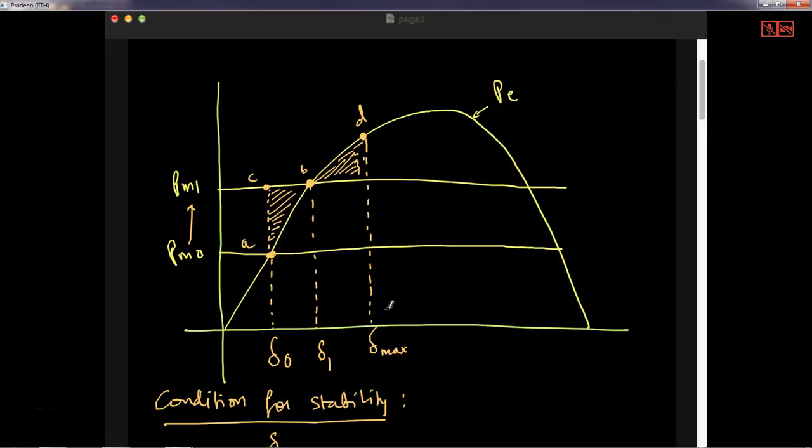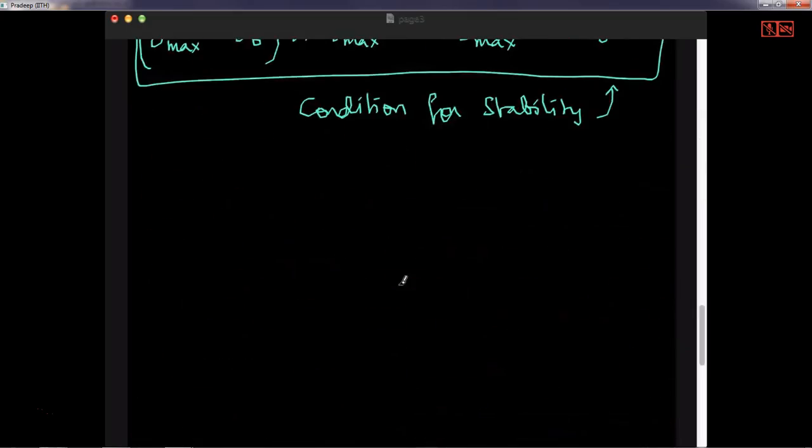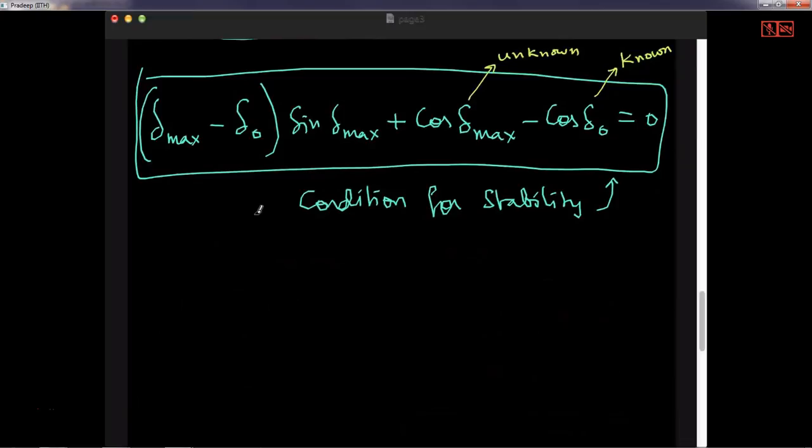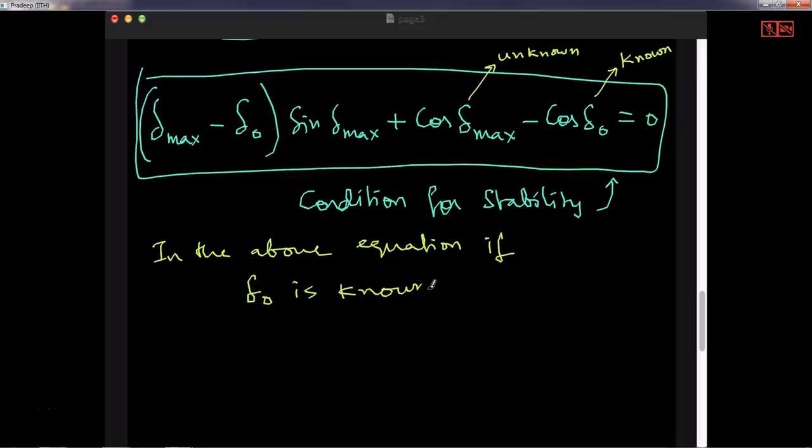If I consider delta max somewhere here, then after a particular while, for a higher step input, it will not be able to handle the stability. So let me explain what I'm saying. Let's say in the above equation, if delta naught is known, then delta max can be found.